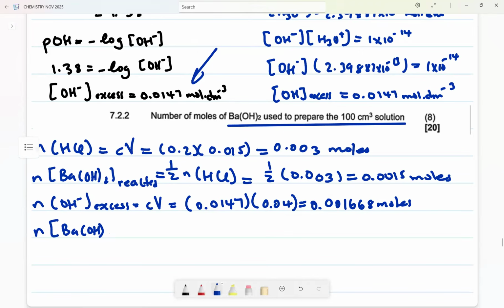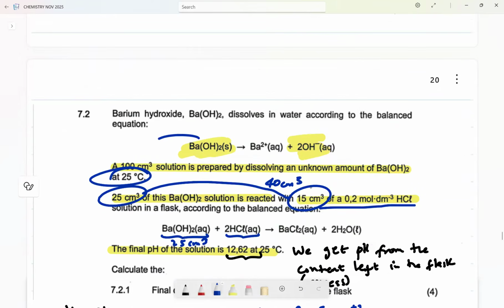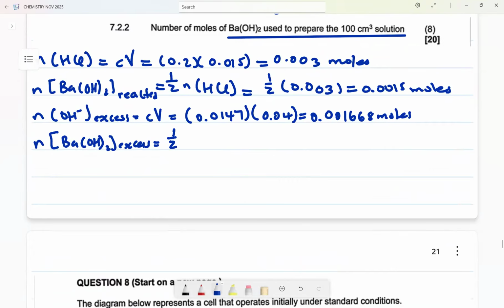And then the number of moles of barium hydroxide in excess: I know the ratio between barium hydroxide and hydroxide is 1:2. So it's going to be half the number of moles of hydroxide ions, which is just half of these. And it's going to yield something like 0.000834. I think there are more zeros now. 0.001668 divided by 2. Oh, okay. Moles.